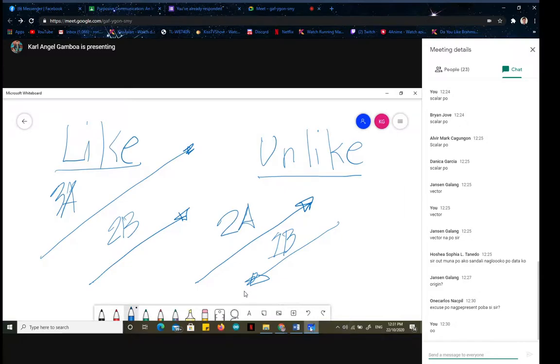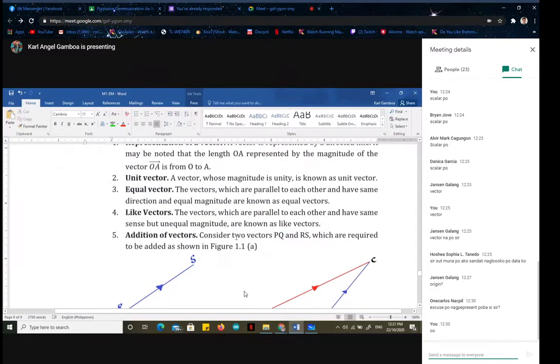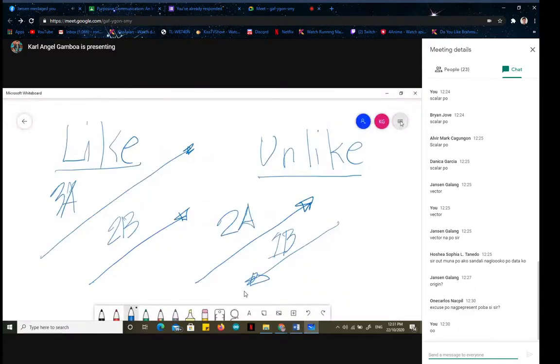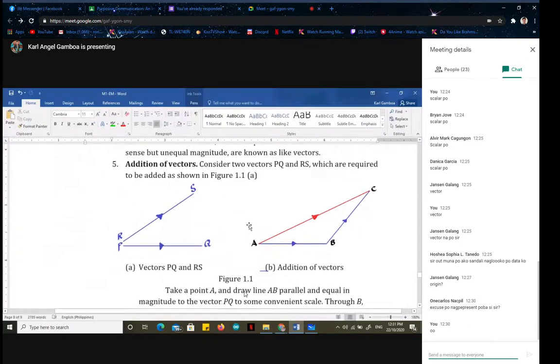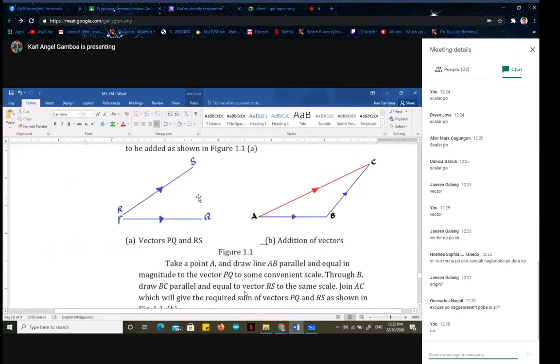Okay? So, next, we have addition of vectors now. How do we add these vectors together? So for instance, we have an example here. We have vectors PQ and RS. These two vectors are now going to be added. Therefore, what do we do in order to conjoin these two?